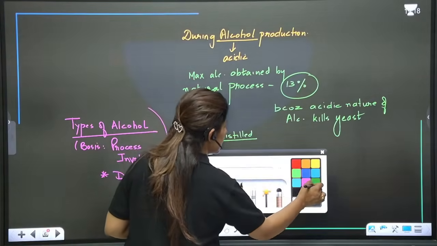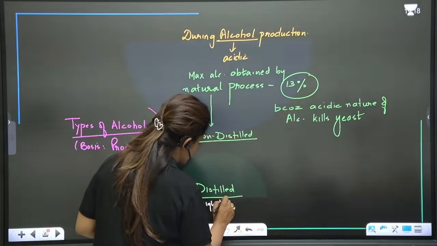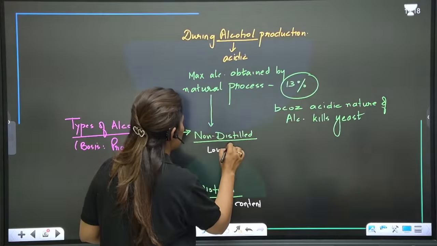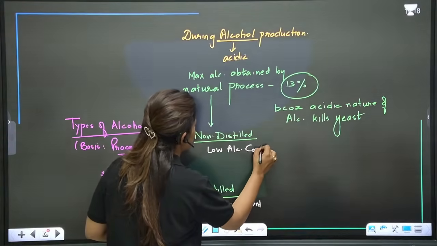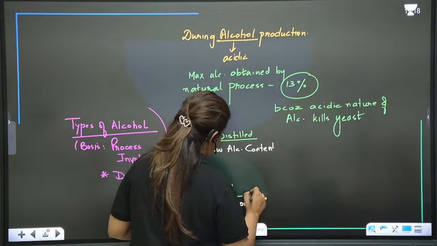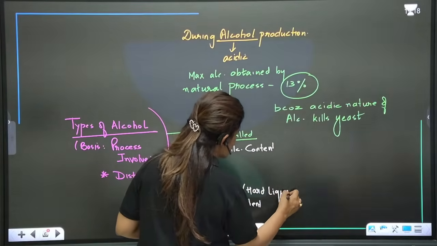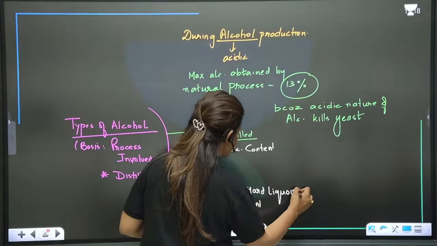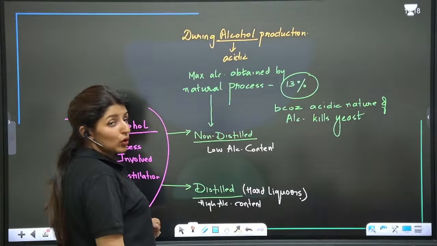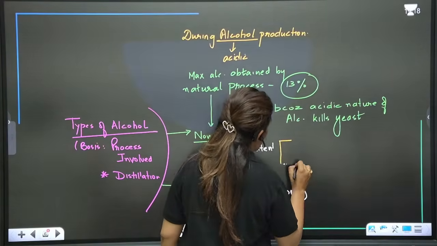Now obviously, because this is distilled, it will have higher alcohol content. Is that clear? And this has lower alcohol content. Because it has higher alcohol content, we call these distilled alcohols hard liquors. Is that clear? Hard liquors. All right.